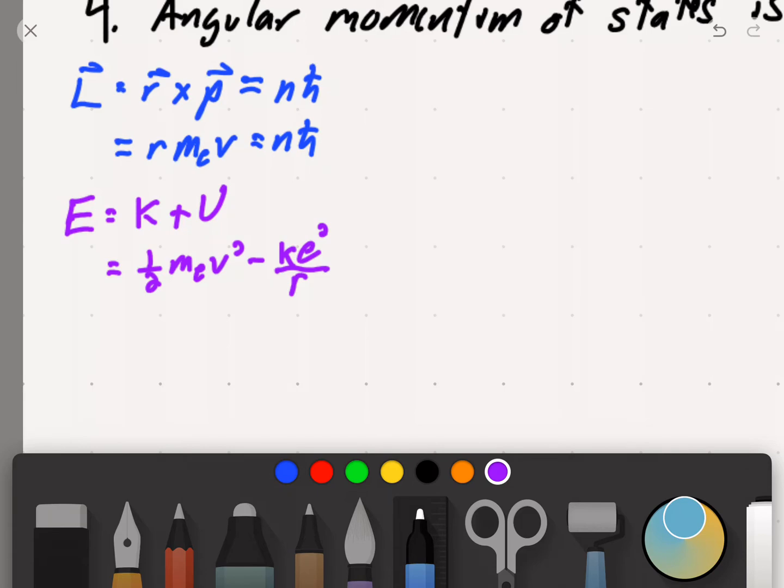So this is minus, of course, because we have a minus charge for the electron and a +1 for the proton. We're talking about hydrogen right now, okay? So +1 times -1 gives us a minus sign here. Okay, so we can do some simplification here.